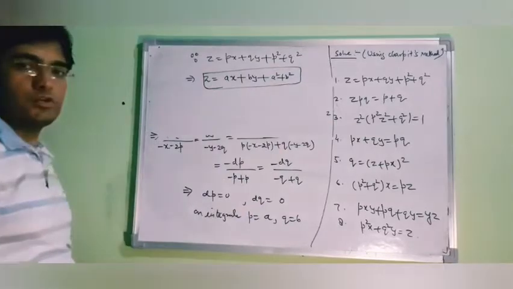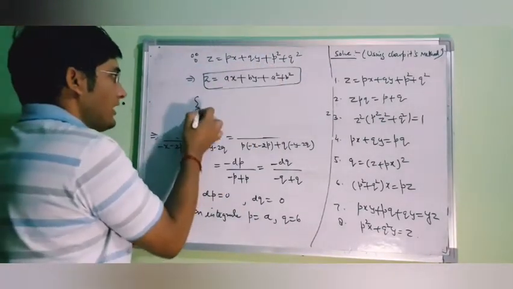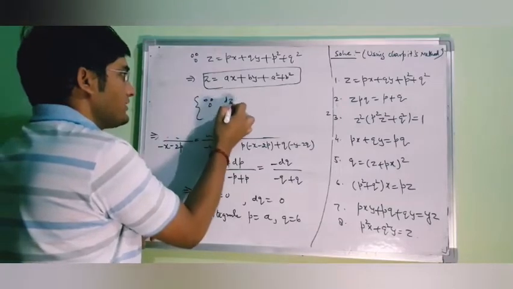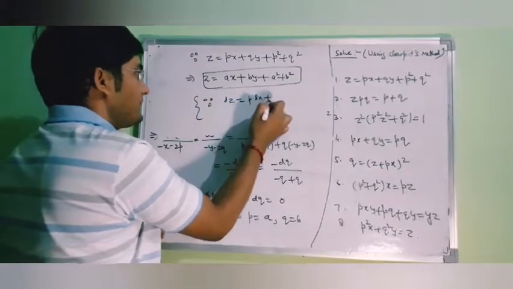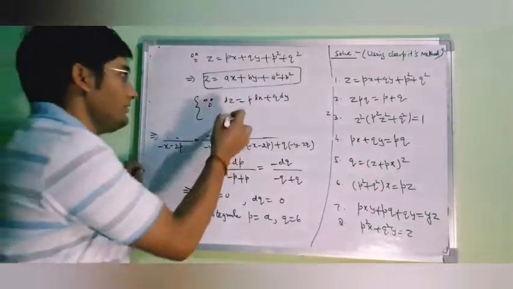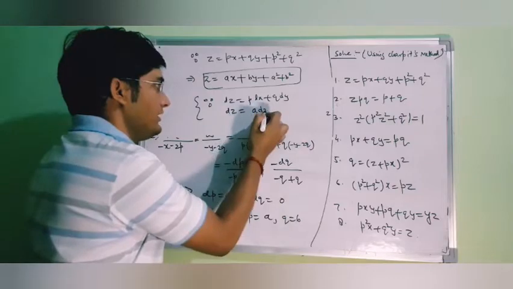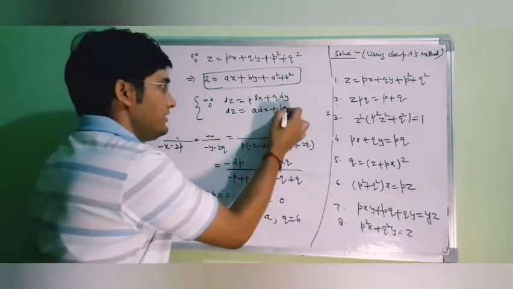So this is your solution also. So this is your solution. Now if you use this formula dz equal to p dx plus q dy, then let us see what happens. Now then you will have, as p is a, so we will get a dx plus b dy.